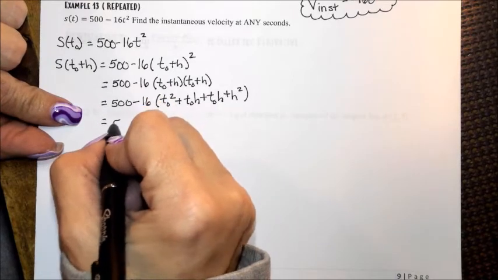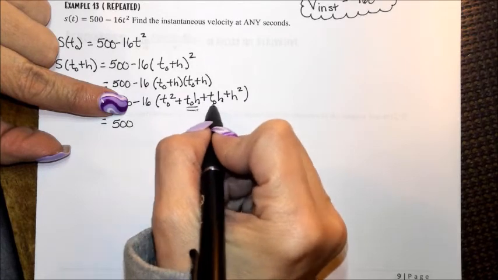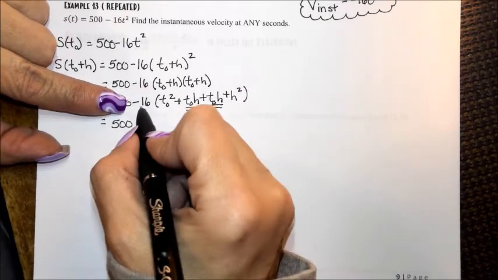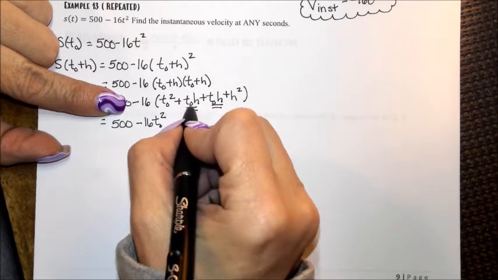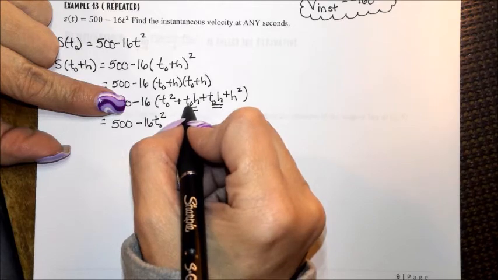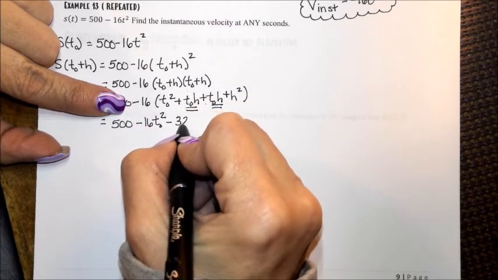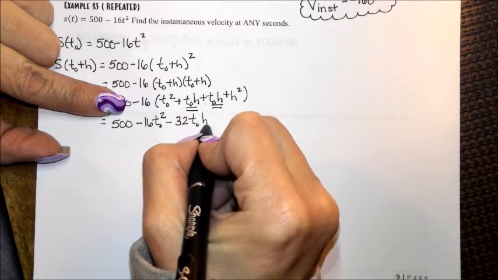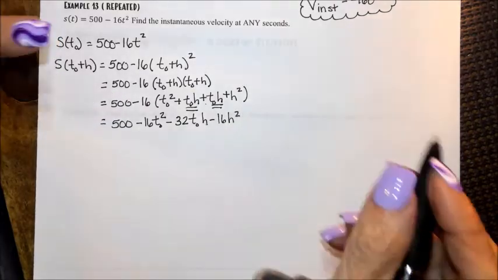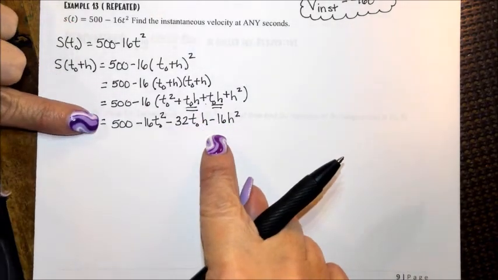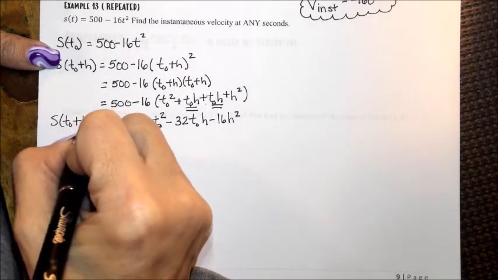Now, I'm going to do two things on this next one. I'm going to multiply by negative 16, and I'm going to add terms together in the middle. That'll be negative 16 t naught squared. This t naught and t, that's going to give me 2t, and 2 times negative 16 will be negative 32 t naught h. And then negative 16 h squared. Okay, this one right here, this is s of t plus h.